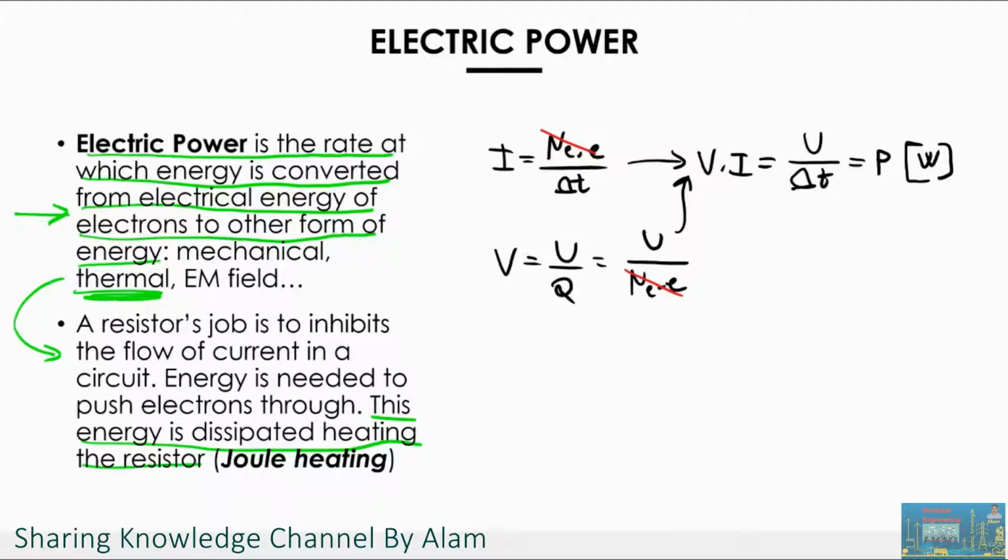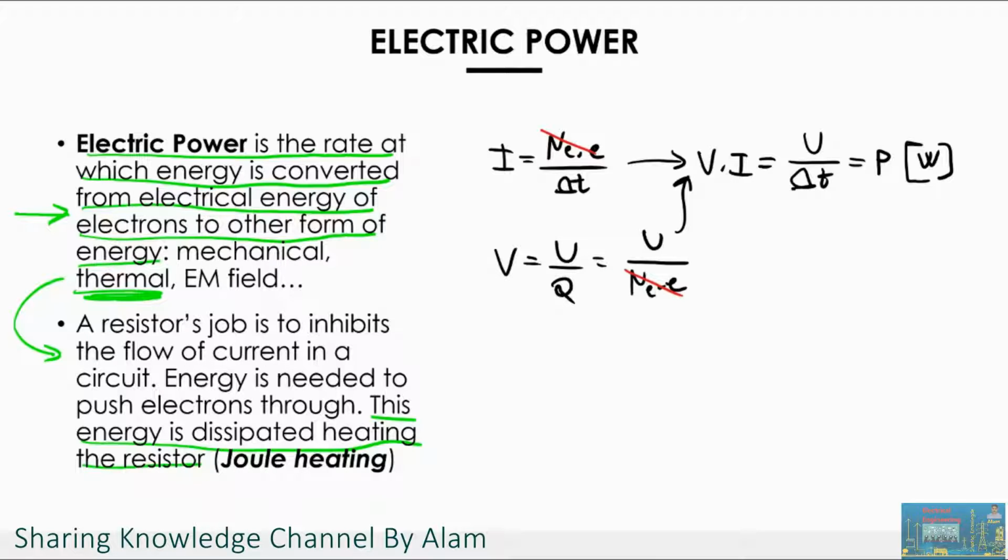So as the electrons are pushed through the device, through the resistor, as we discussed at that time, they will bounce against the structure of the resistor, against the lattice of the resistor, and they will convert their electric energy into thermal energy. And the net result of this is that the resistor temperature will increase.